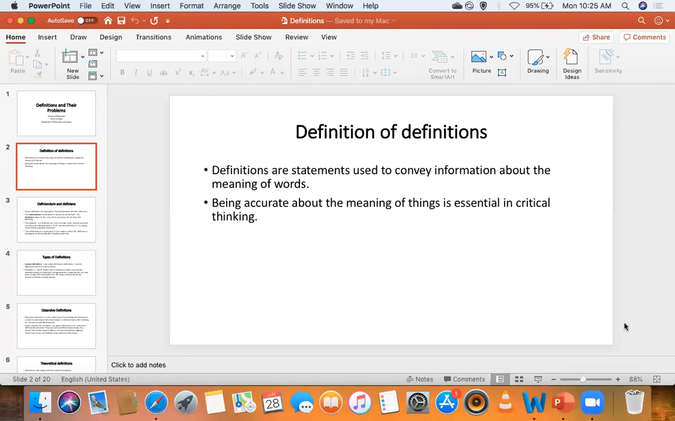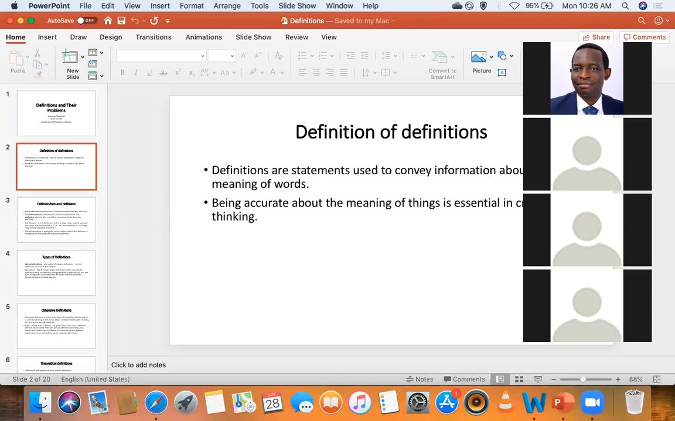Now, being accurate about the meaning of things is essential in critical thinking. I had also commented on that. I was explaining that when you're engaged in critical thinking and when you are reasoning about anything at all, you first of all need to be accurate in your conception of things, in your grasp of the meaning of things. If that one is not secure, then your entire reasoning process or arguments are not really based on the right foundation. So accurate meanings are very essential for critical thinking.